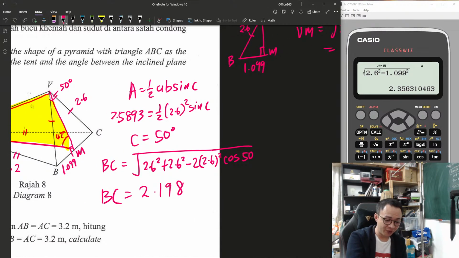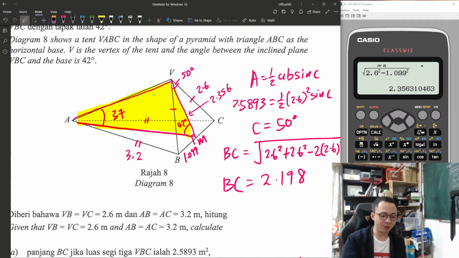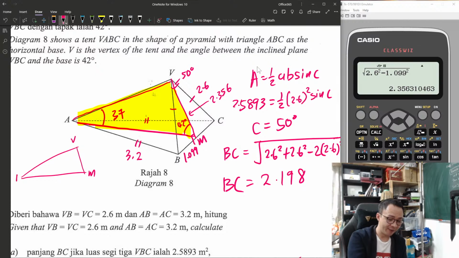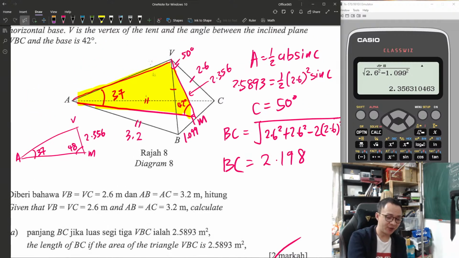Alright, so I know VM right now is 2.356. Then you can do the sine rule. So I draw things out. This is V, this is M, this is A. This is 37 degrees, and the angle here is 48, and this is 2.356. I want to find VA, or AV, so I'm going to use the sine rule.